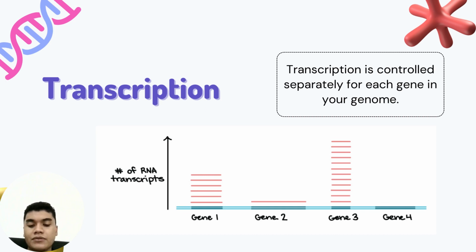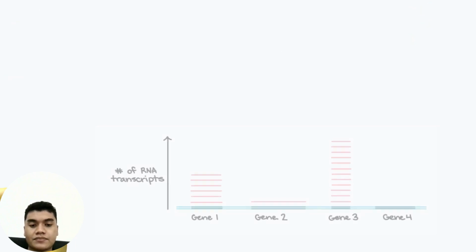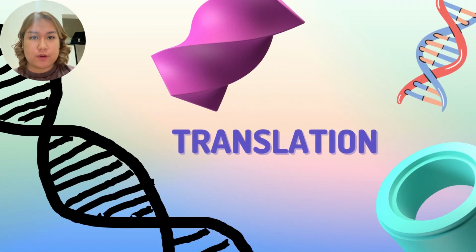For example, the diagram below shows a snapshot of an imaginary cell's RNAs at a given moment of time. In this cell, genes 1, 2, and 3 are transcribed, while gene 4 is not. Also, genes 1, 2, and 3 are transcribed at different levels, meaning that different numbers of RNA molecules are made for each. The next one is translation.